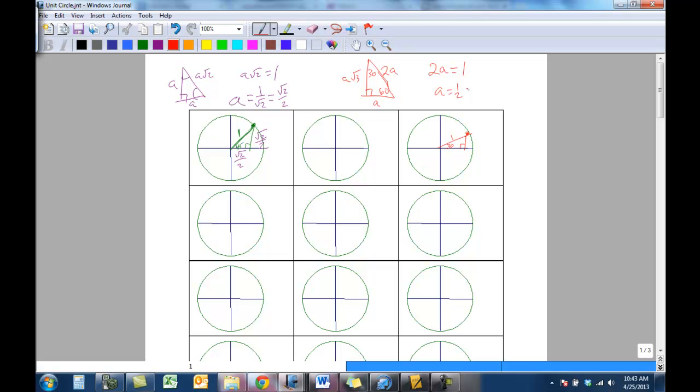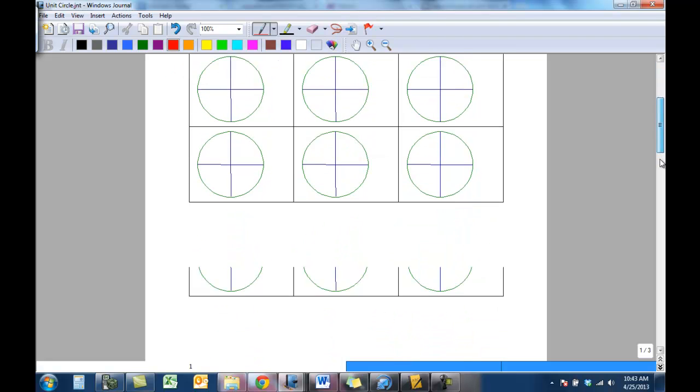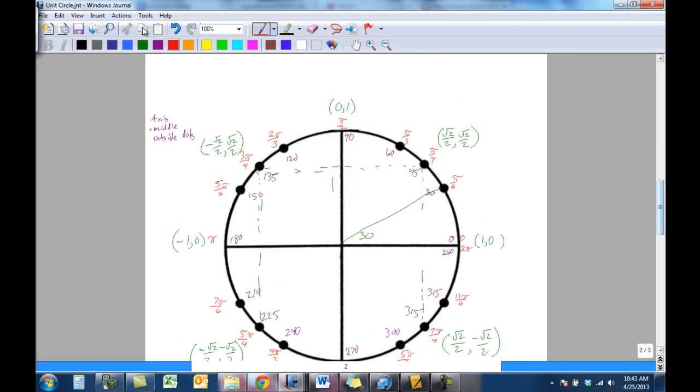Now if A is 1/2, that means that this side is 1/2, opposite to 30 is A, and opposite to 60 is whatever A is times √3, or another way to say that is √3 divided by 2, half of √3. So the coordinates of this point are √3/2 this way and 1/2 up. All right, so let's come back here. The coordinates of this point here are √3/2 over and 1/2 up.